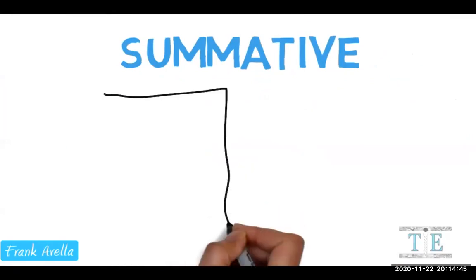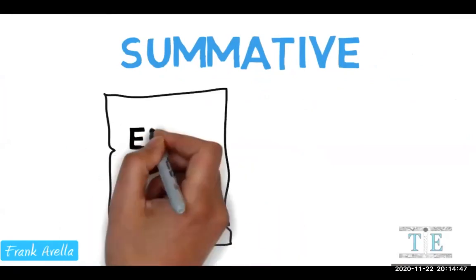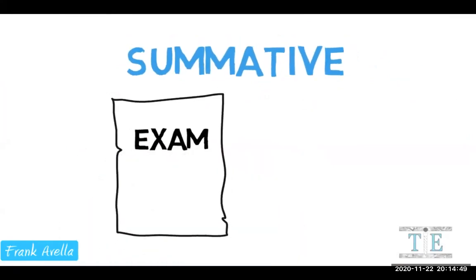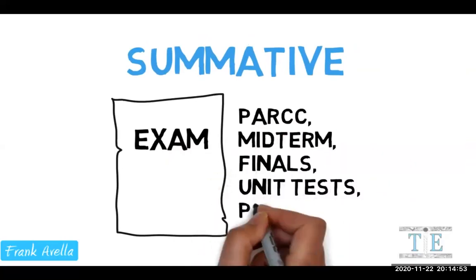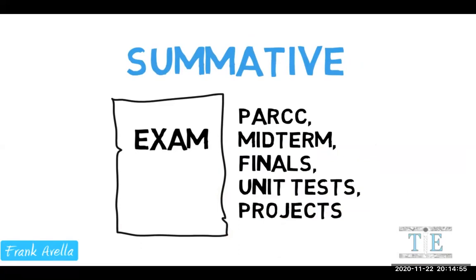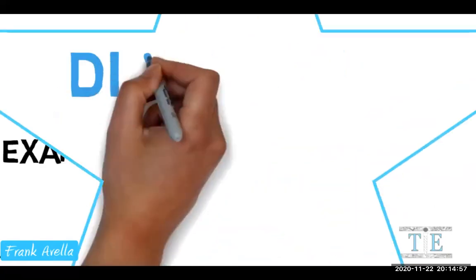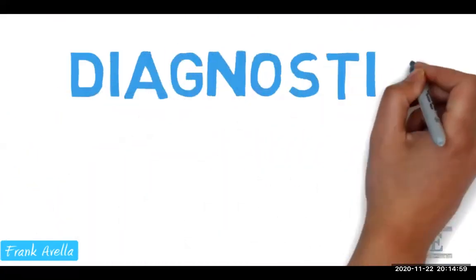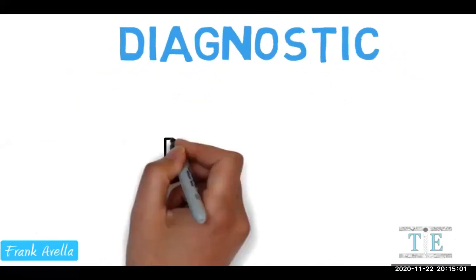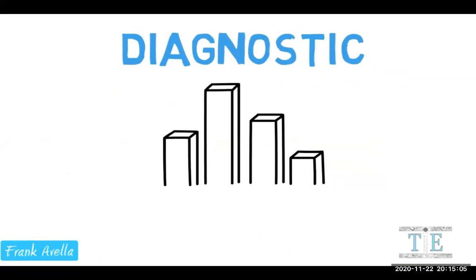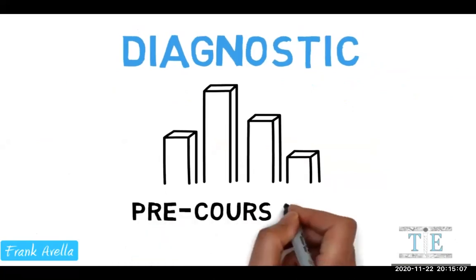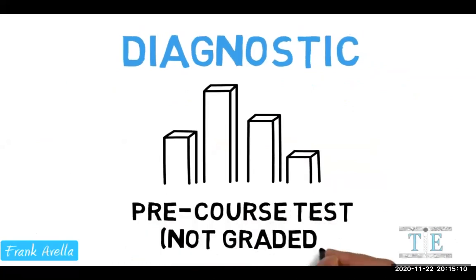Summative assessments measure long-term academic goals, and they can be used for grading mostly. Examples include PARCC, midterms, finals, unit tests, and projects. Next up, diagnostic assessments. They are used to get prior knowledge on students and to plan future instruction. An example would be a pre-course test.